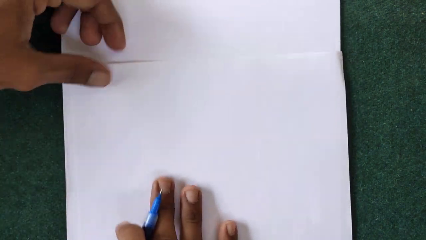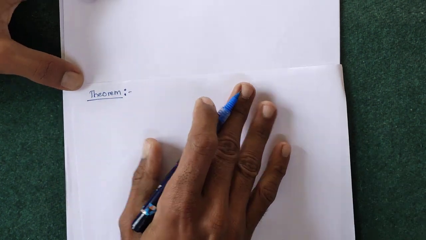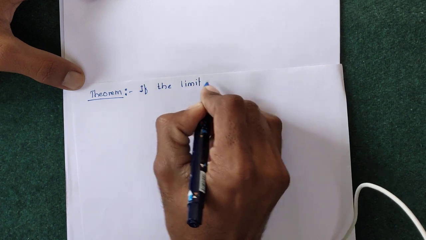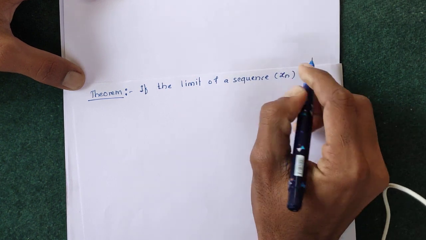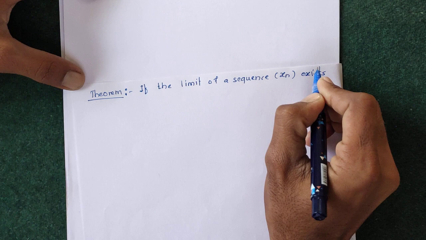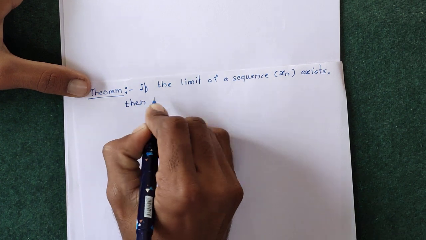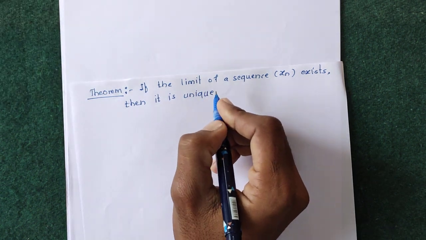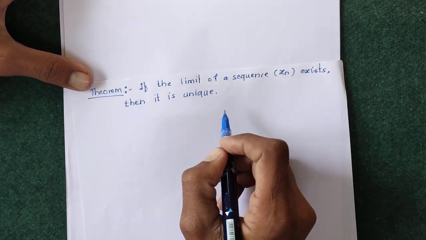Today we will discuss the theorem: the limit of a sequence is unique. Now the statement of the theorem is: if the limit of a sequence xn exists, then that limit is unique. That is, we have to prove that if the limit of a sequence exists, then that limit is unique, that is, the limit of a sequence is unique.